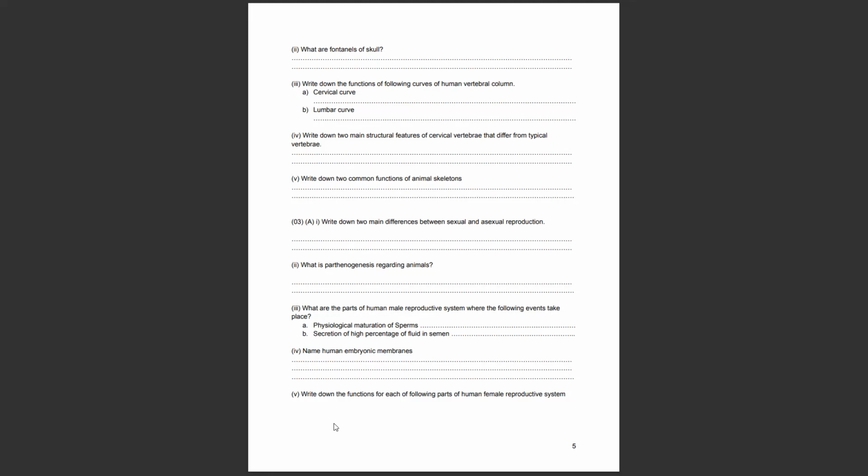Then, Roman number 4. Write down two main structural features of cervical vertebrae that differ from typical vertebrae. Now, in cervical vertebrae, there are transverse foramen and presence of bifid spinous process. Right? Next one, write down two functions of animal skeleton. Protection, support, movement. Give 2 marks for any 2 correct answers.